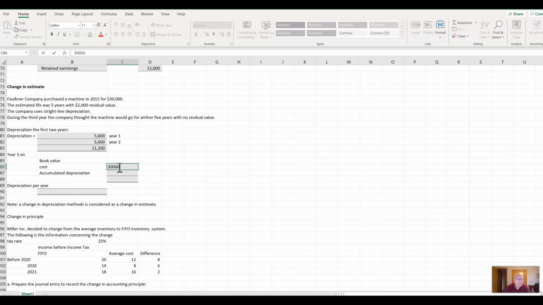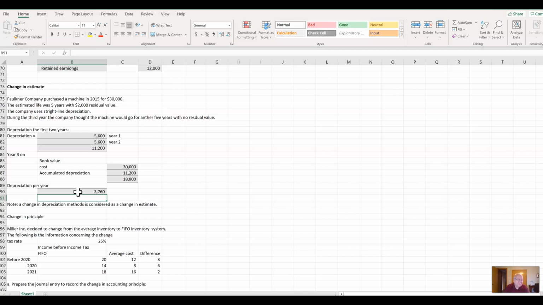So we calculate the book value. We have $30,000 and we've taken $11,200 of it. So that would be 30,000 minus 11,200, so it's 18,800. Then we just simply calculate the new depreciation based on the book value. So we have 18,800 divided by 5, because they thought it would last another 5 years, because we haven't done the 3rd year yet. So for the next 5 years we'll take 3,760 as our depreciation, and that's all you have to do.